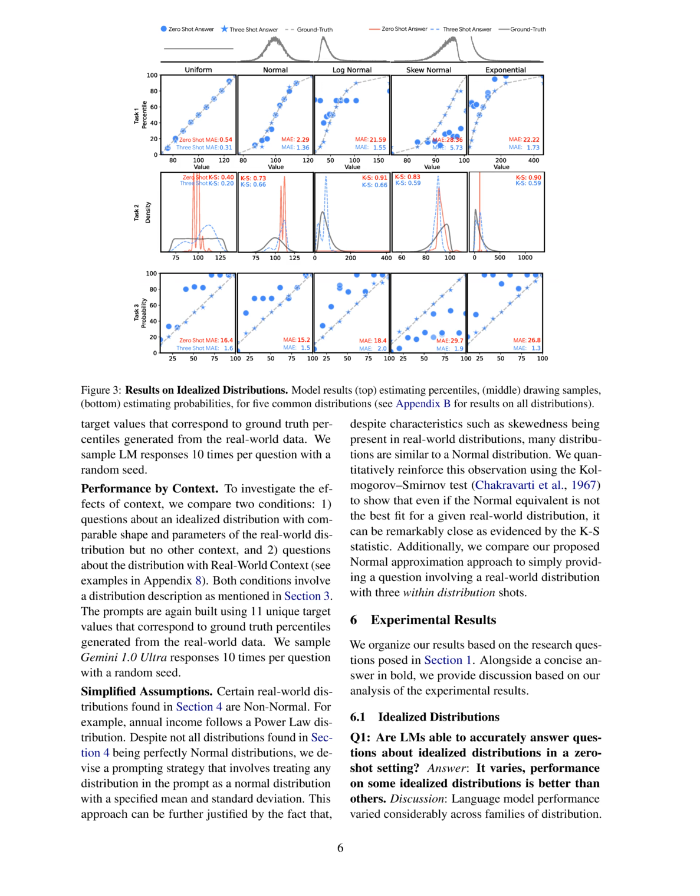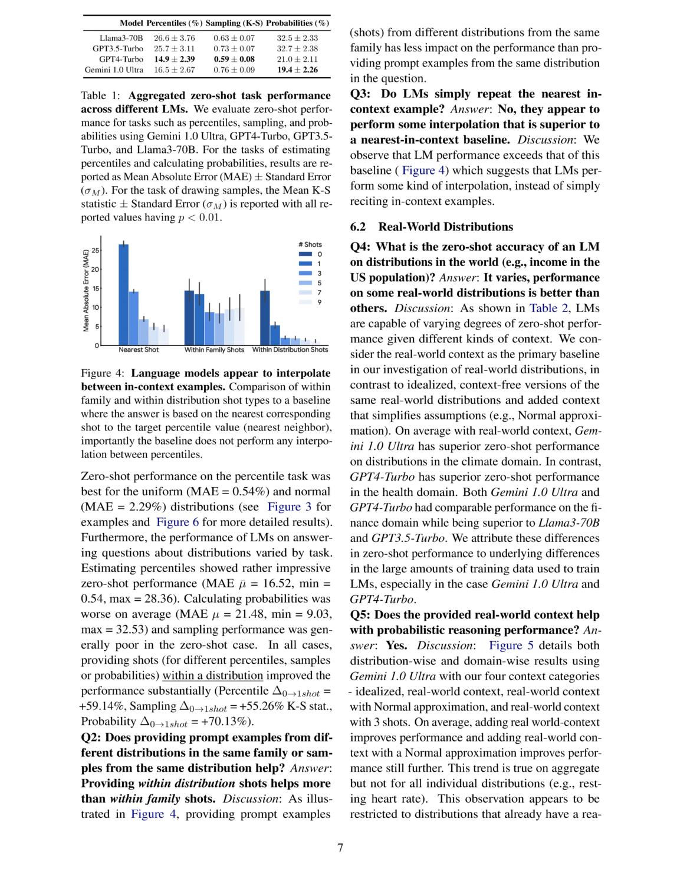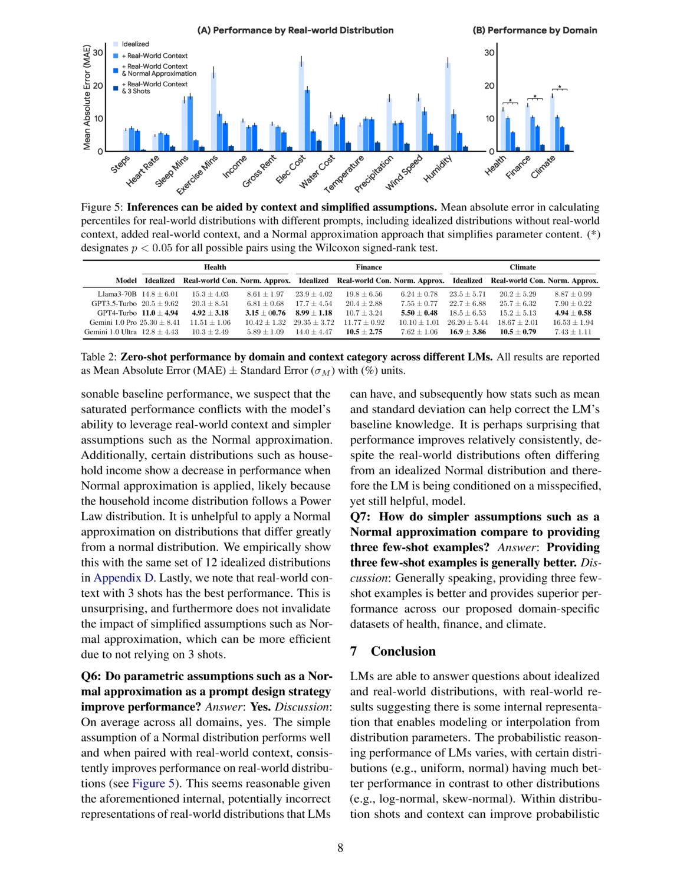Gemini 1.0 Ultra had superior zero-shot performance in the climate domain, while GPT-4 Turbo performed better in the health domain. 5. Adding real-world context improved LM performance on average, with real-world context and a normal approximation further enhancing performance. 6. Parametric assumptions such as a normal approximation as a prompt design strategy consistently improved performance on real-world distributions.